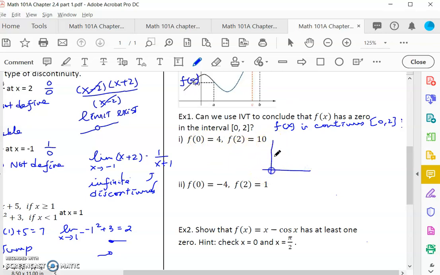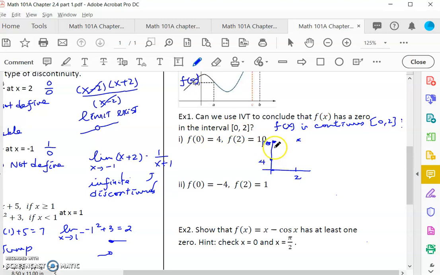Okay, so this is 0. I have 0 and 2. It's 4 here. And then the other one is 2, but it maps to 10. Okay, so I have a point here. So my function can go up and down, really up and really down. But just between 0 and 2, the function values are 4 and 10. So can we say that it has a 0 in the interval from 0 to 2?